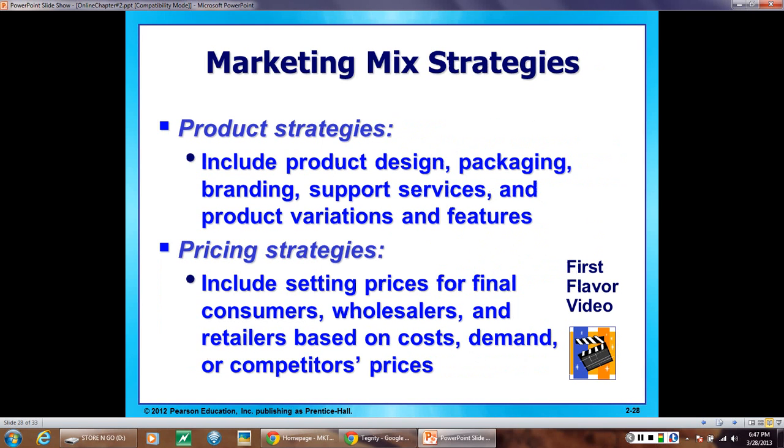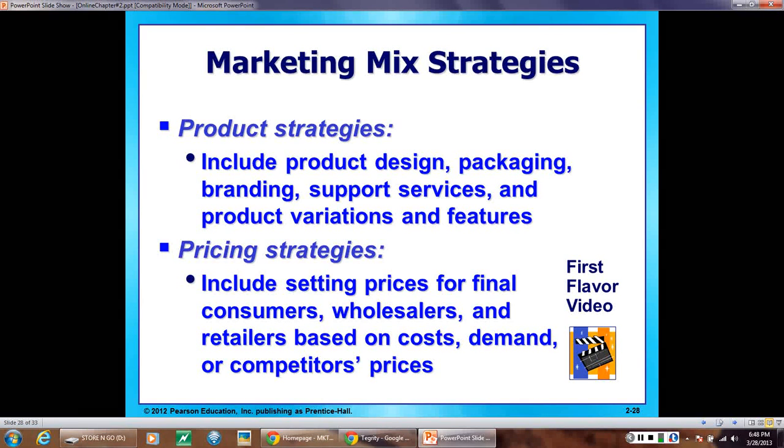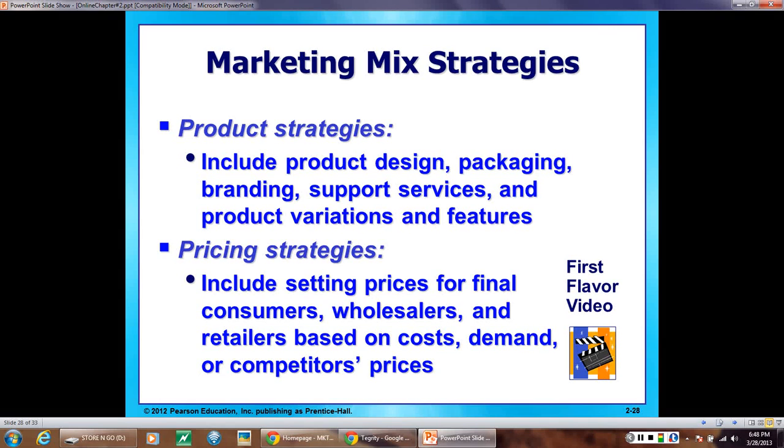Marketing mix strategies. Product strategies: your product design, packaging, branding, support services, product variation, features, and so on and so forth. Pricing strategies. Types of strategies depending upon to whom you're selling. You should look at, first of all, your demand from the marketplace. What are your customers willing to pay for this? What are your costs? And what are your competition prices? Those are the 3 variables that go into pricing: customer demand, costs for the organization, and competitor strategies.